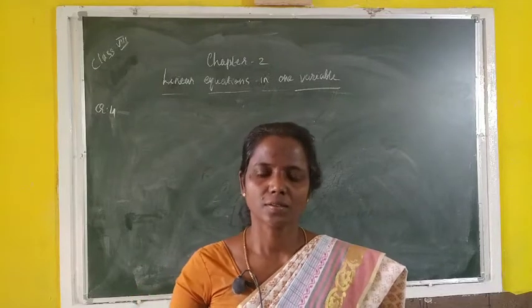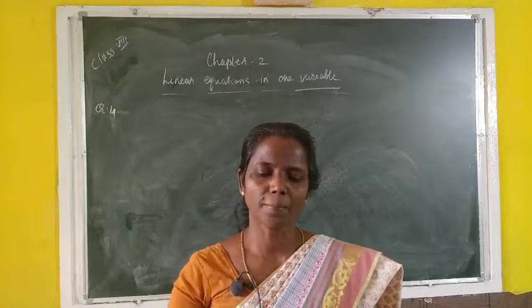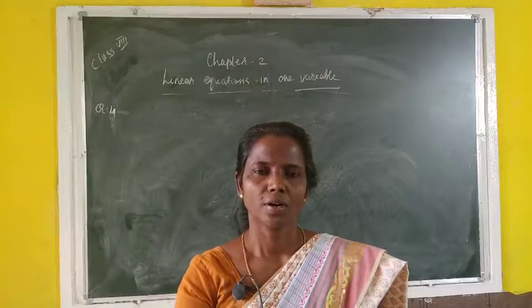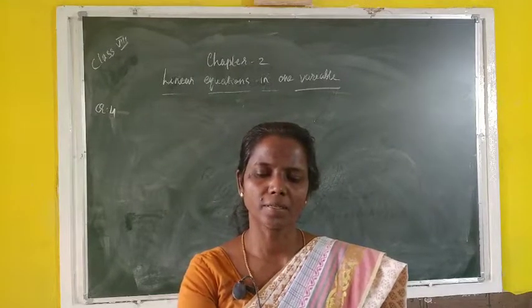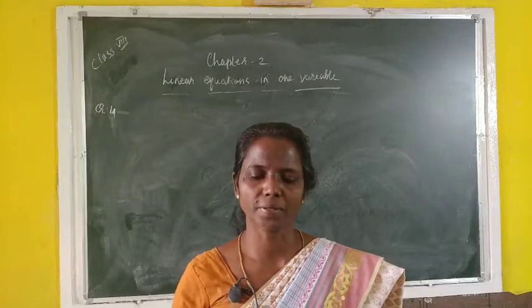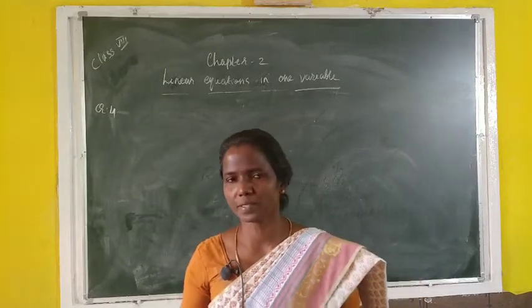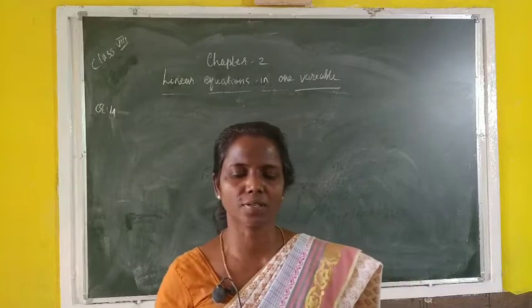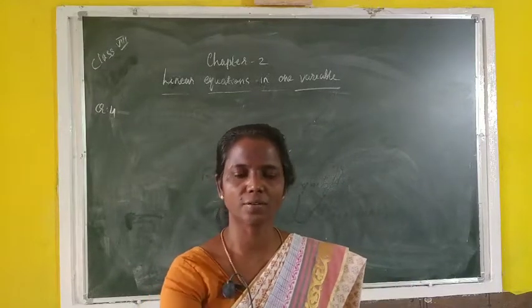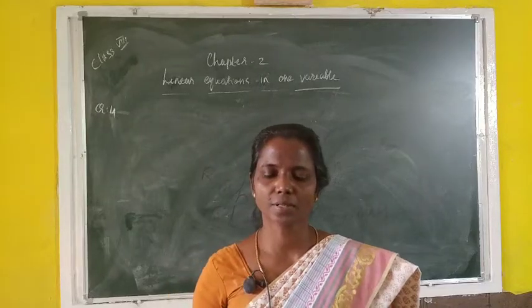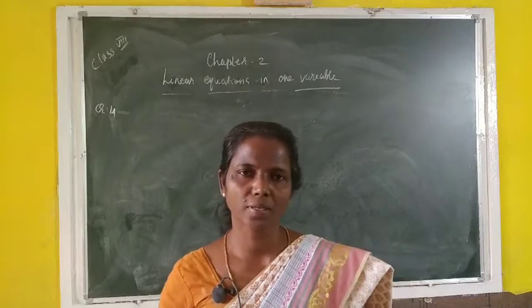Then next, question number 5. Two numbers are in the ratio 5:3. If they differ by 80, what are the numbers? Here the ratio of the two numbers is given as 5:3, and their difference is also given. Find the numbers.